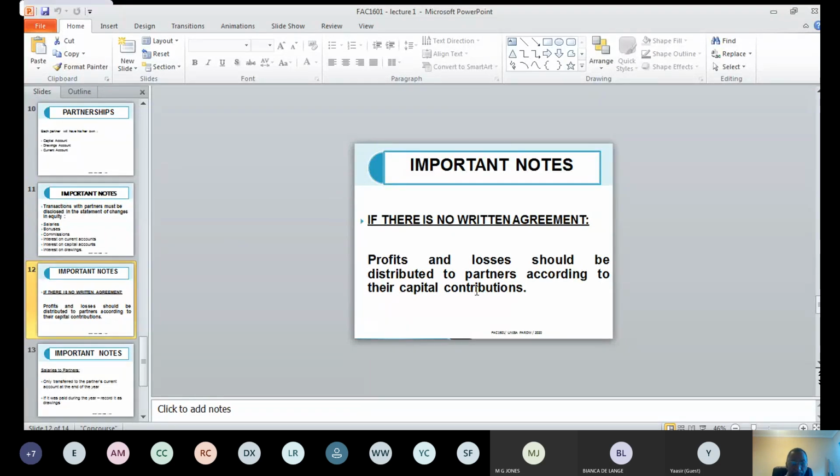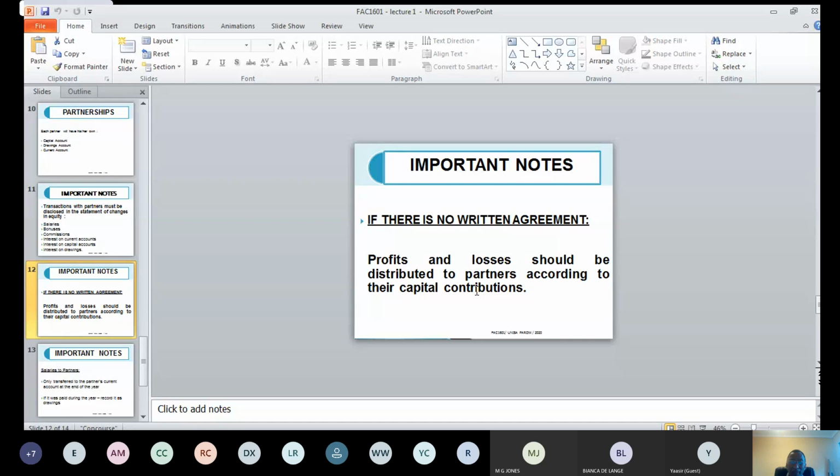Very important, the next point. If there's no written agreement as to how the profits must be shared, then the profits and losses of the partnership are shared amongst the partners in the ratio of their capital contributions. So if you come across a question where they don't tell you how the profit must be shared, you must then take a look at each partner's capital contribution, and in that ratio, the profits will be shared.